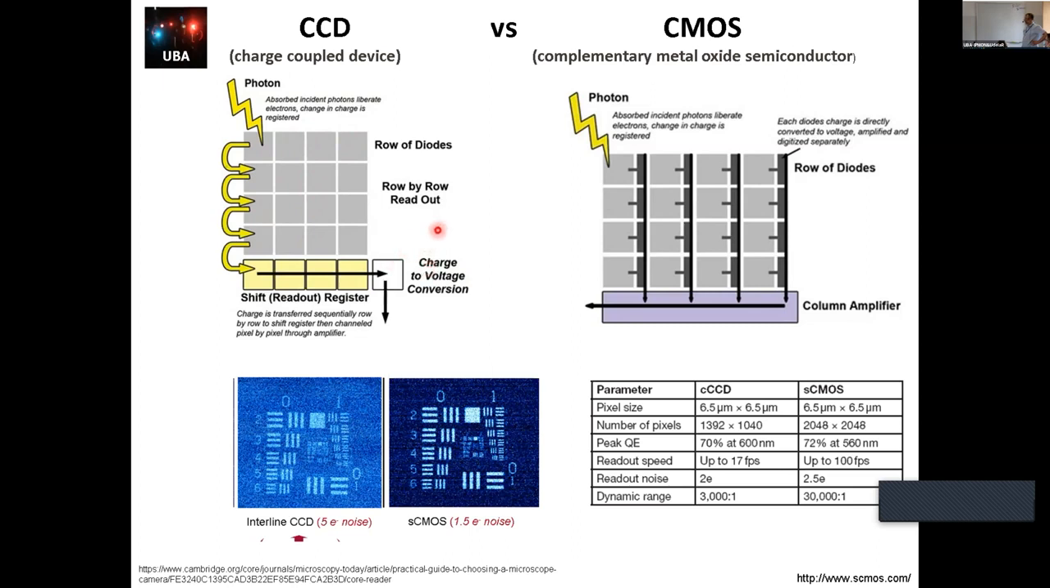You need to wait until you read the information from the pixel ahead to read the information of the pixel before. But the advantage is that basically all the amplification is done with the same calibration, so the signal to noise is equal for all the pixels in the camera.